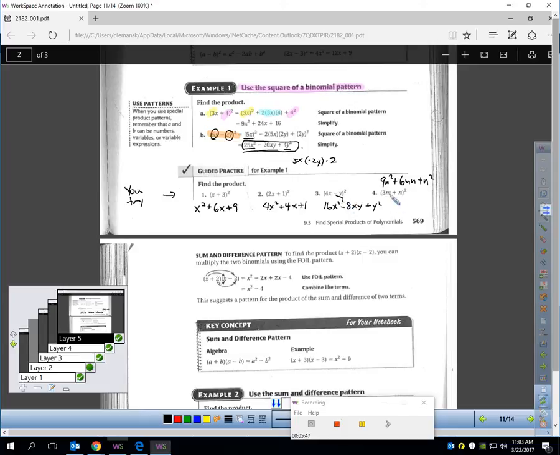And then the last one, take 3m and square it, that's 9m squared. Take n and square it, that's n squared. 3m times n doubled is 6mn in the middle. And that way you don't have to double distribute.